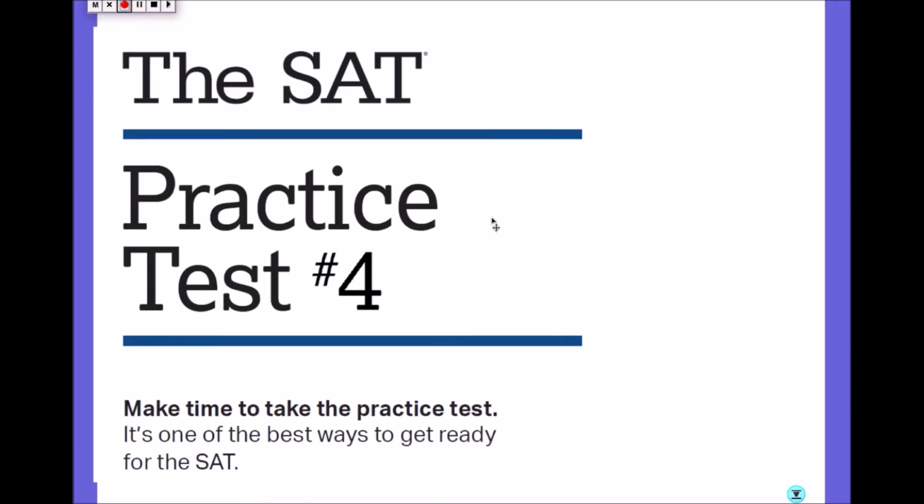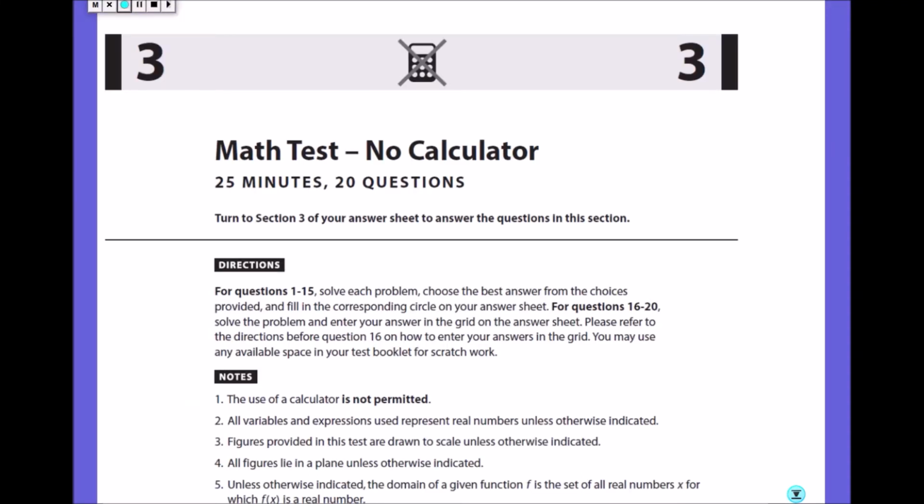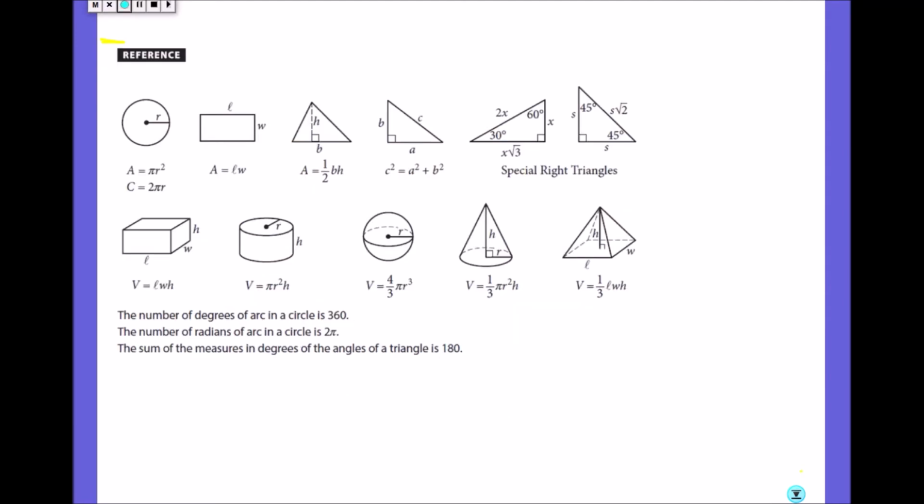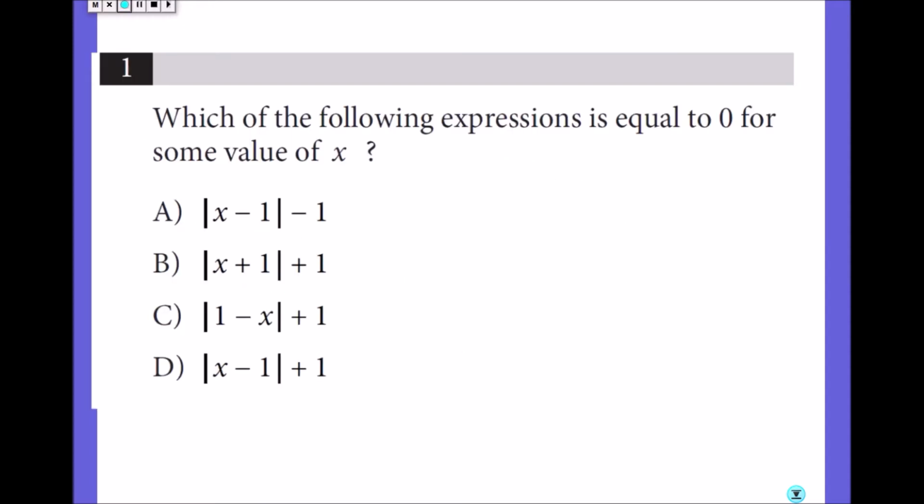Practice test number 4, section 3, 25 minutes for 20 questions, no calculator, and here is the formula given on the front of each section. Number 1, which of the following expressions is equal to 0 for some values of x?